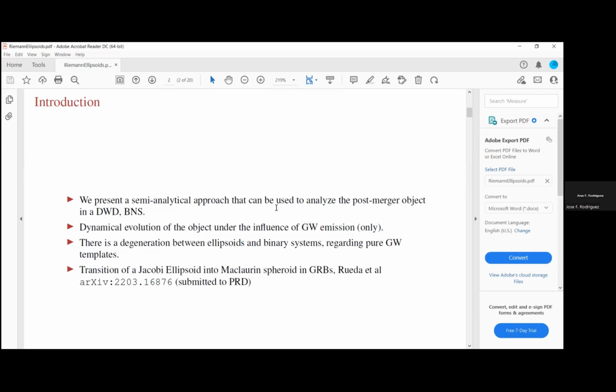Also, this method can be used to extract some information in the transition from near a Jacobi ellipsoid into a Maclaurin spheroid, that we argue is seen in long GRBs in the binary-driven hypernova scenario.